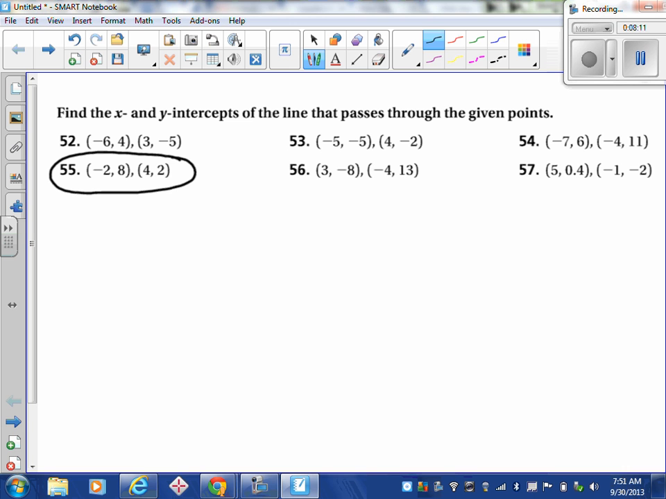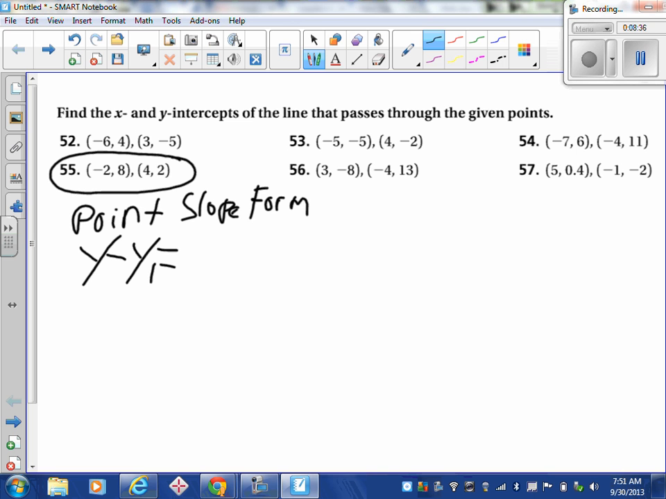But let's take a look at those 2 points. Put this in point slope form. Remember what the point slope form equation is? y minus y1 equals m, x minus x1.